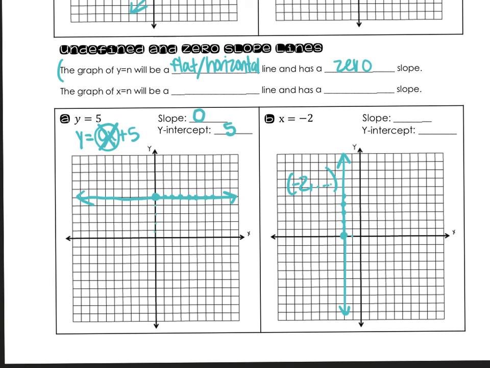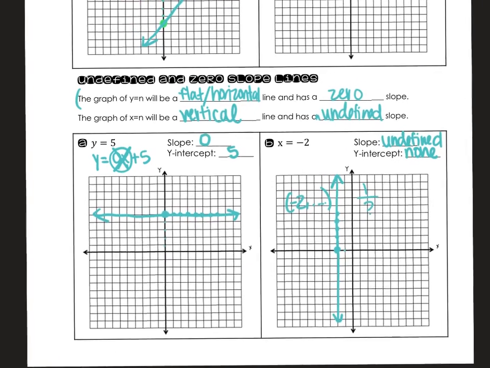Okay. You could say, well, it's going up 1, but it's not going left or right. So it would be 1 over, well, we don't know. So that is undefined slope. But the y-intercept, does it have a y-intercept in this case? No. Not in this case. The only way it would really is if it were on 0, I guess. But then it would touch indefinitely. So this will be a vertical line and has an undefined slope.